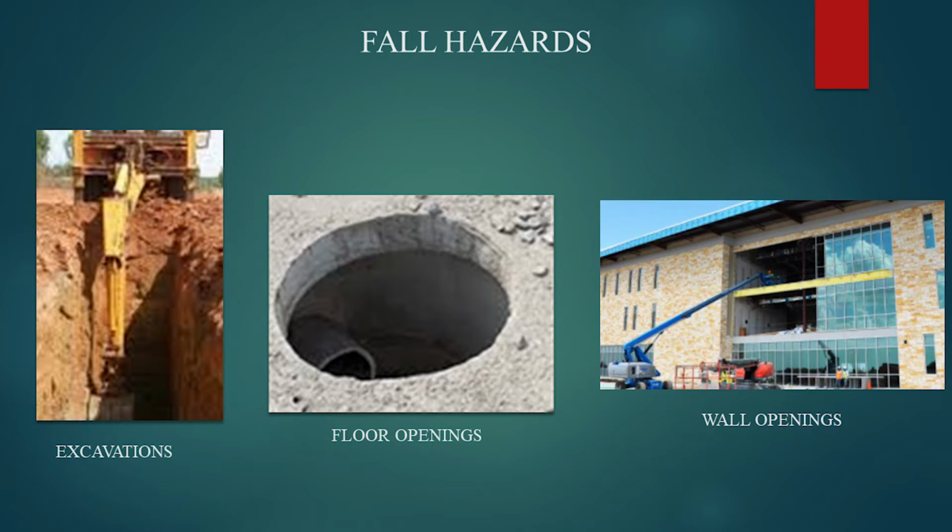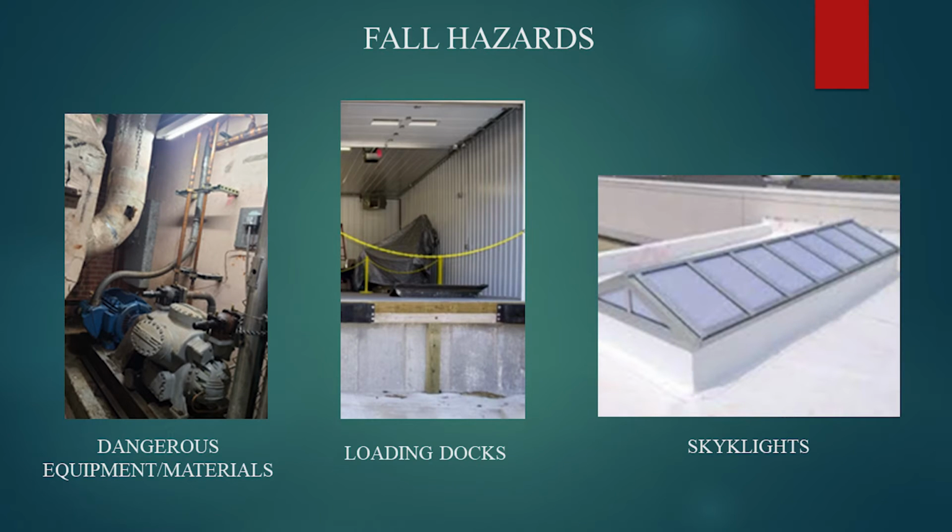A wall opening is a gap or open space in a wall, partition, vertical walking or working surface, or similar surface that is at least 30 inches high and at least 18 inches wide, through which an employee can fall to a lower level. A wall opening may cause an individual to work at any height above dangerous equipment or materials. Other dangerous fall hazards can be found around equipment, loading docks, and skylights.